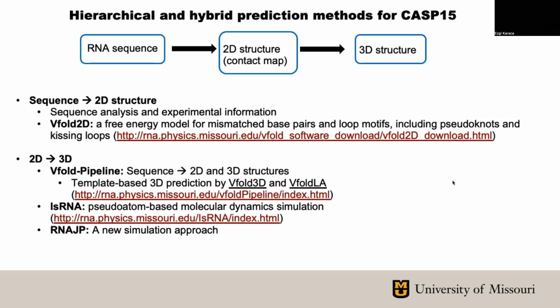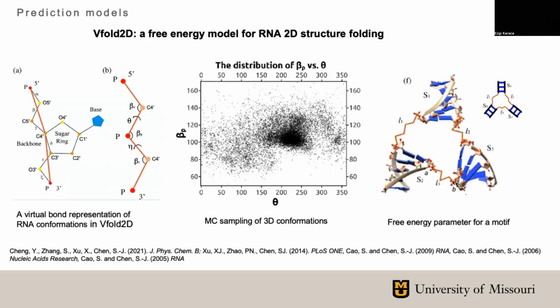Basically, in this Vfold2D model, we developed a free energy landscape from the sequence. It's a pure physical model. The key part of this model is to calculate free energies for a given structure. For example, you have this three-way junction structure, and we want to calculate the loop free energy. So the way we did this calculation is we sample all the conformations based on the coarse-grained model.